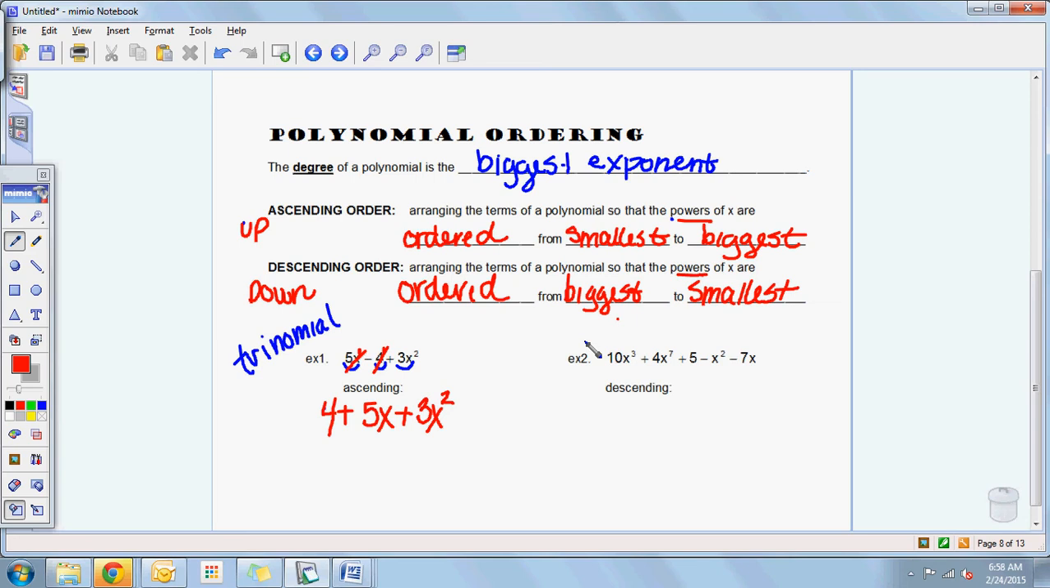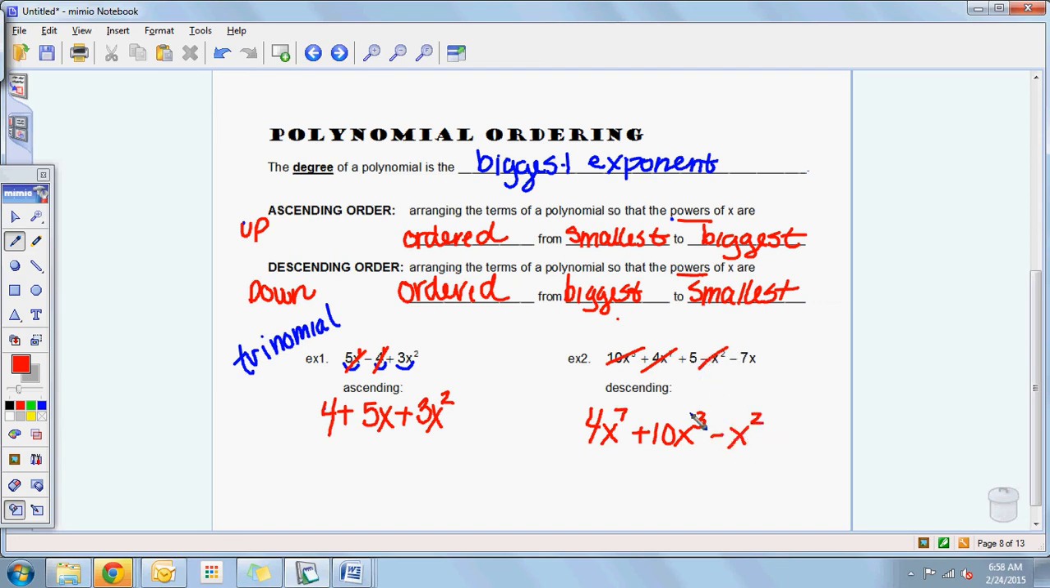Alrighty? Let's try this one. So we wanted to put it in descending order this time, so we're going to go from biggest to smallest. Remember, based on the exponents. So my biggest value is 4x to the 7th. Okay? That's gone. My next biggest exponent that I see would be plus 10x to the 3rd. It's gone. And then my next biggest is, I'm going to take that sign in front, so minus x squared.